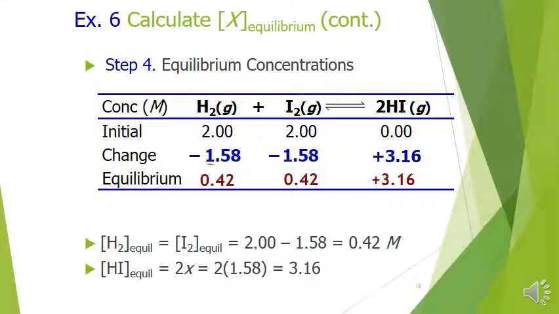Plug the 1.58 in, so 2 minus 1.58, 2 minus 1.58, and double that for HI. And so you get 0.42, 0.42, and 3.16. And these are the final concentrations of your species. And that's it.